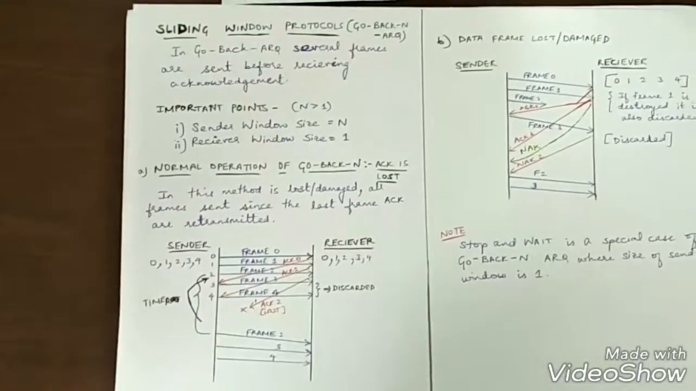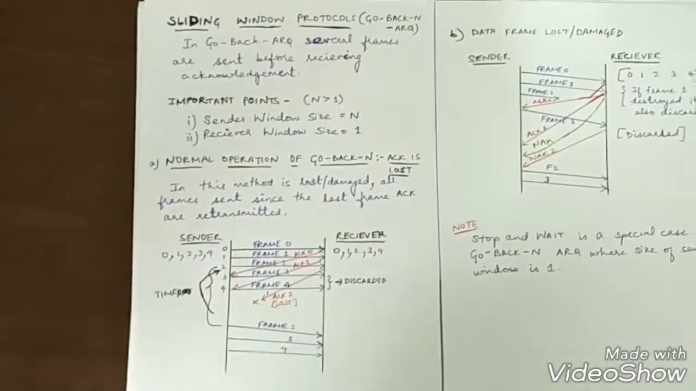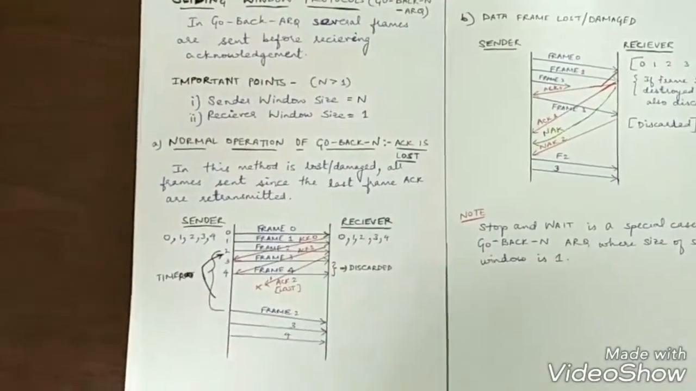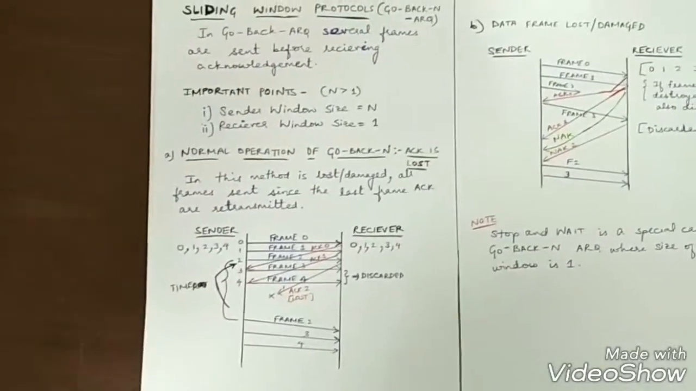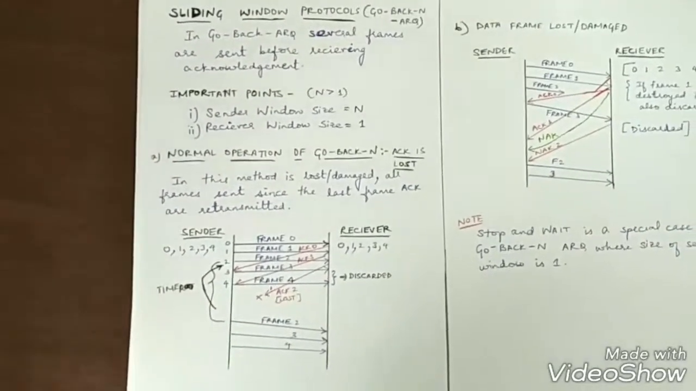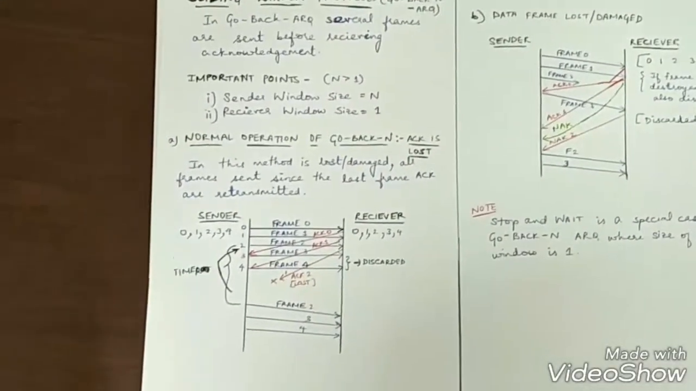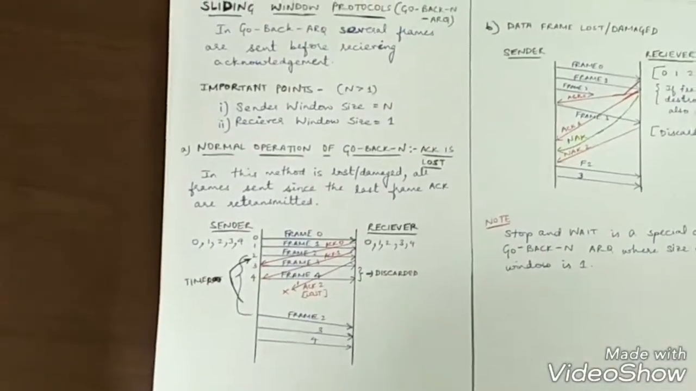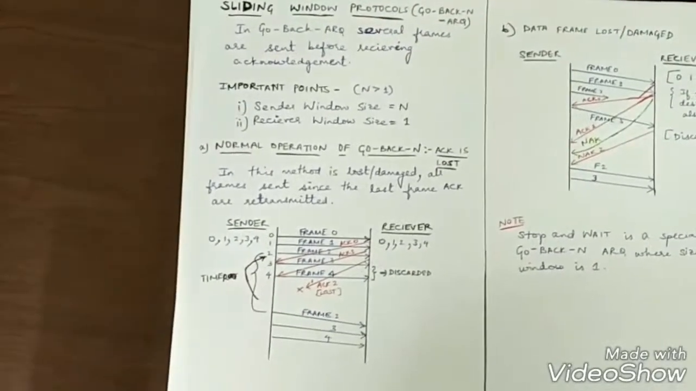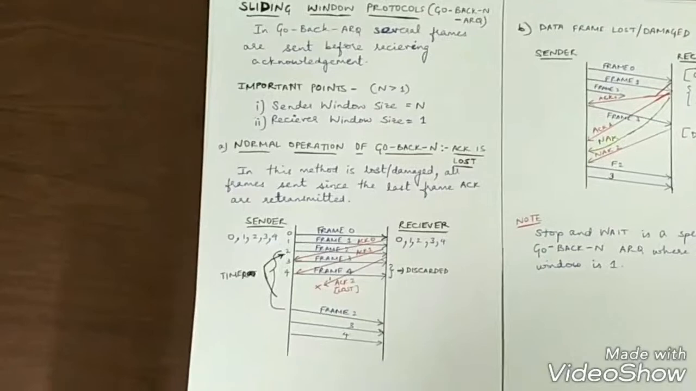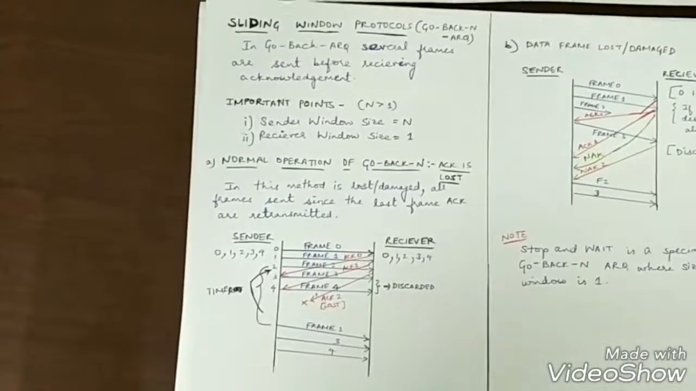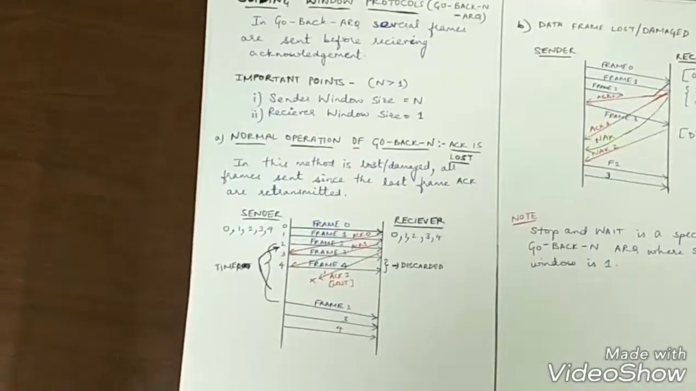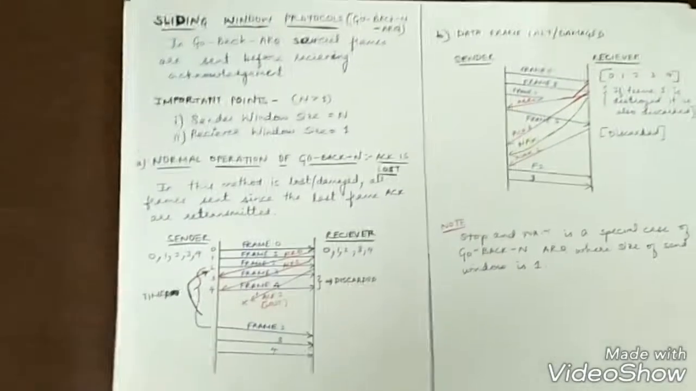In this method, if one frame is lost or damaged, all frames sent since the last frame acknowledgement are retransmitted. Suppose I have sent frames 1, 2, 3, 4. For each frame, acknowledgement will be received, like acknowledgement of 1 and 2 are received, but the acknowledgement 3 is not received. So after the last acknowledgement is received, the sender will retransmit frames 3 and 4.